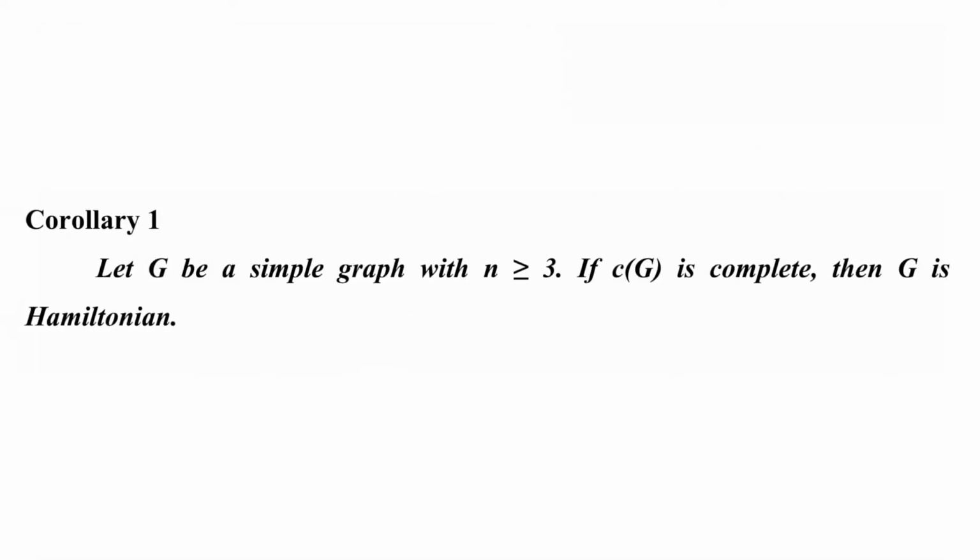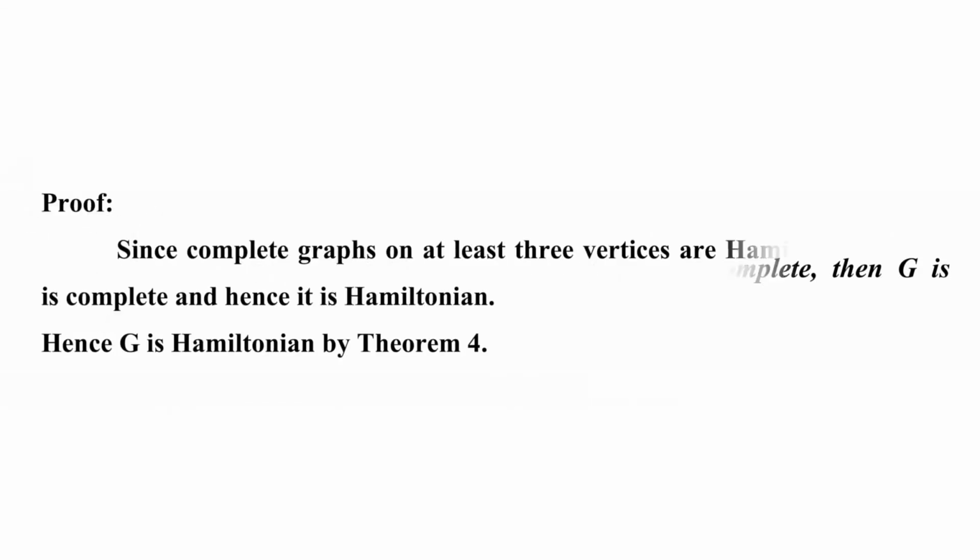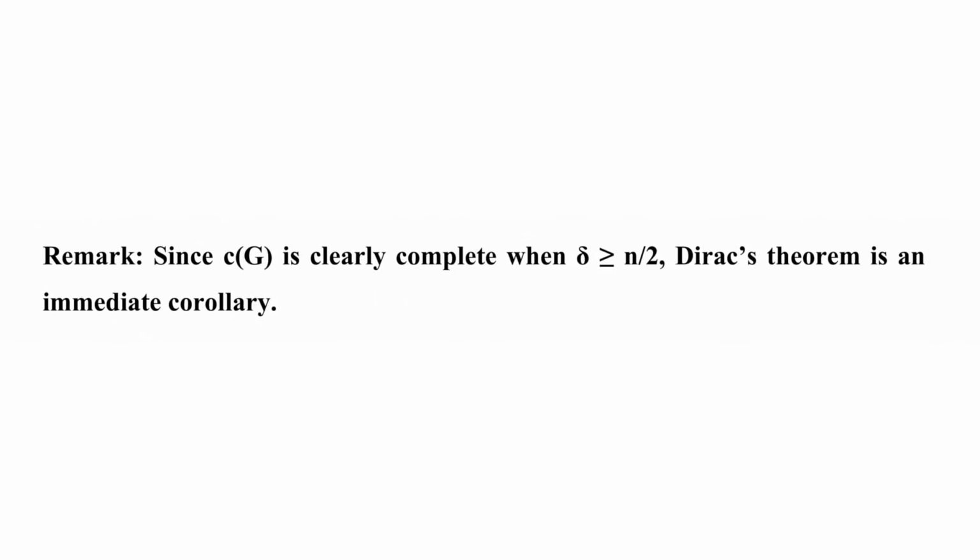A corollary of the above theorem is given below. Corollary 1: let G be a simple graph with n greater than or equal to 3. If C of G is complete, then G is Hamiltonian. Proof: since the complete graphs on at least 3 vertices are Hamiltonian, C of G is complete and hence it is Hamiltonian. Hence, G is Hamiltonian by the previous theorem. Remark: since C of G is clearly complete when delta is greater than or equal to n by 2, Dirac's theorem is an immediate corollary.